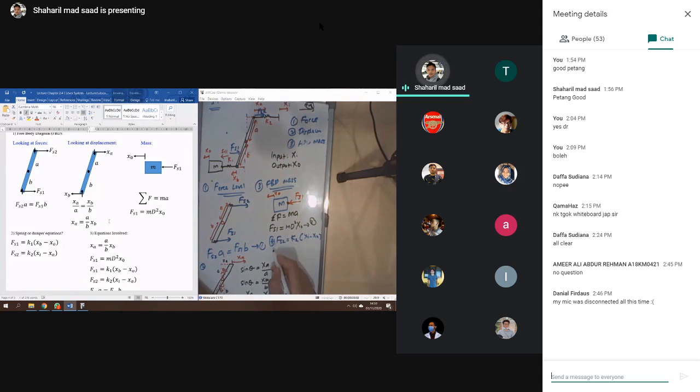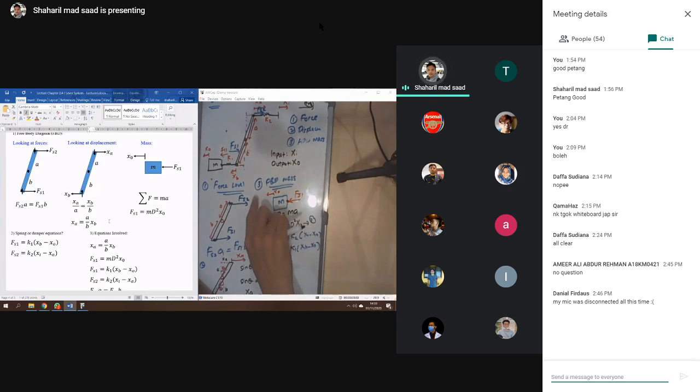And then you also have the spring Fs1, because the end is also free. So you can get K1 (XB minus X naught). Why? Because the input to the spring is XB, so the displacement of the spring is XB minus X naught. Then you get equations number 1, 2, 3, 4 and 5.